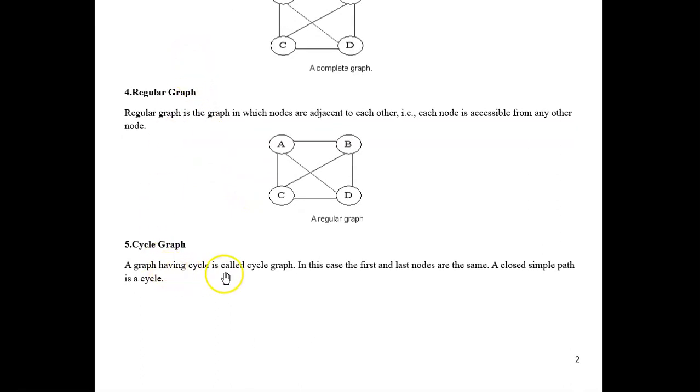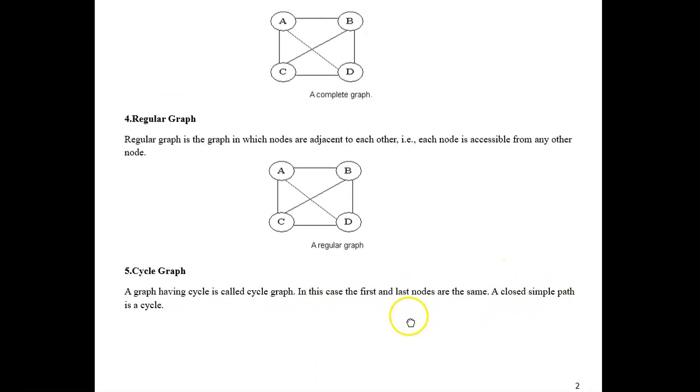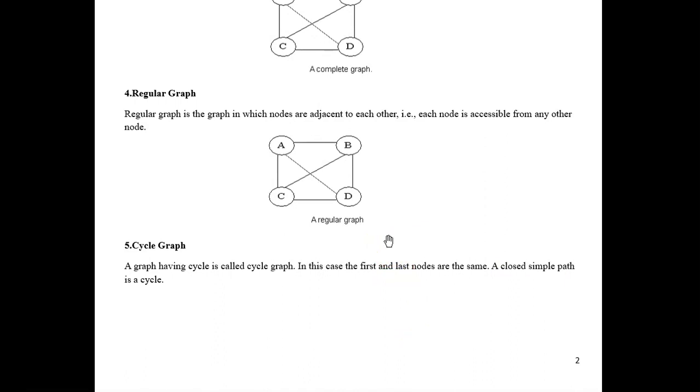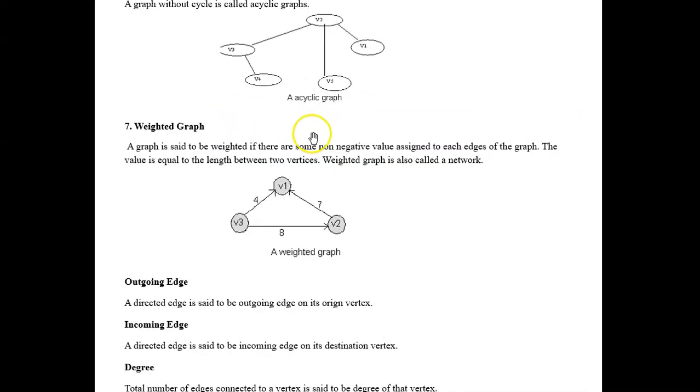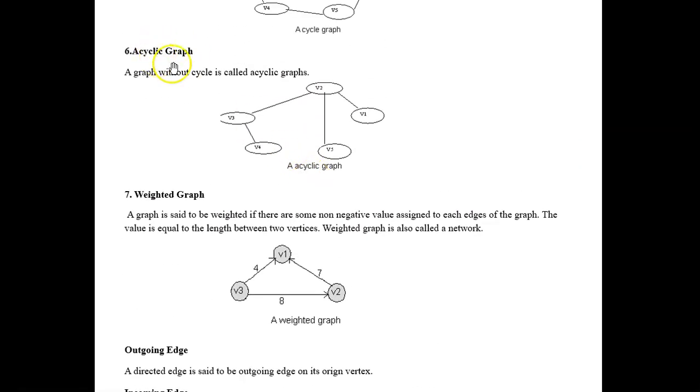Cyclic graph. A graph that has a cycle is called a cyclic graph. In this cycle, the first and last nodes are the same. A closed simple path is a cycle. Next one is the acyclic graph. A graph without a cycle is called an acyclic graph and it does not contain any loops. Then it is said to be an acyclic graph.